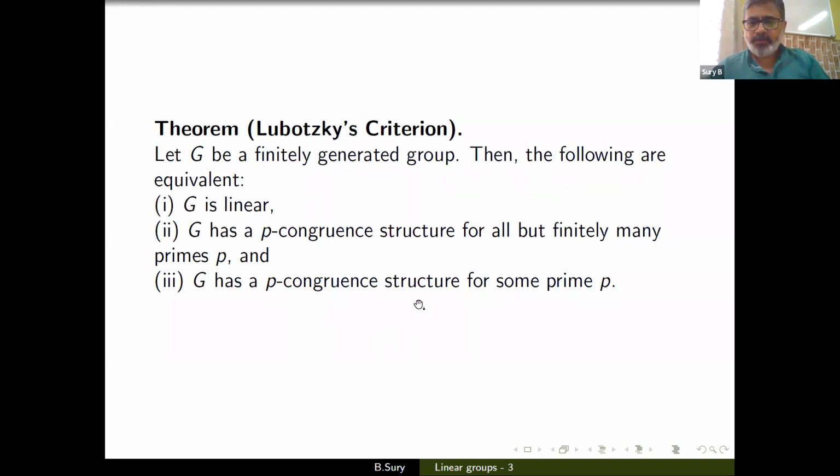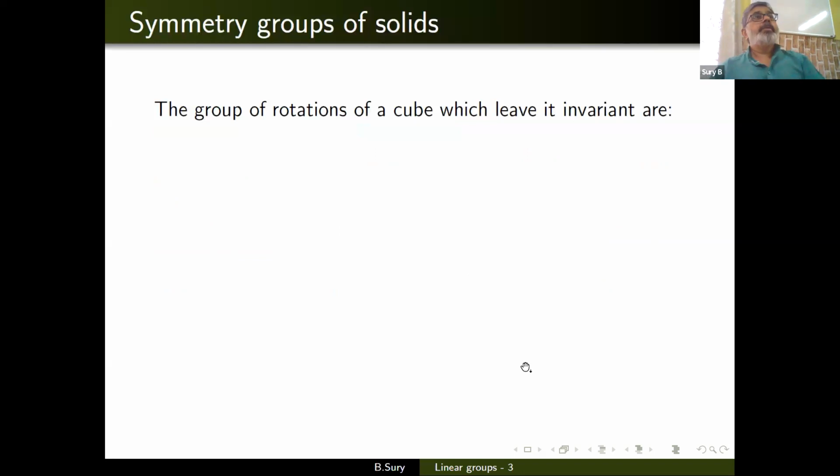My last topic I want to say is a little bit about symmetry groups of solids, where linear groups again play a role. I'll quickly pass through this and finish off. How much time do we have?